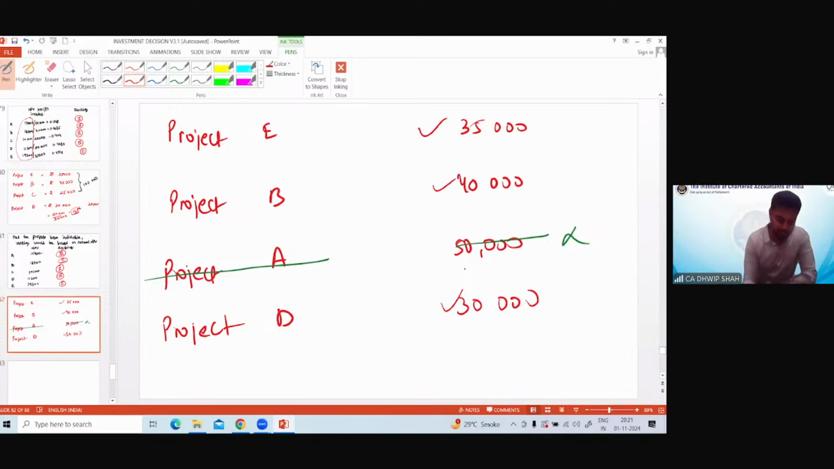So when projects are indivisible, either take the entire project or don't take. Remaining is 15,000 only, so we will not be able to take project C. Understood? Are you getting this? This is how you solve when projects are divisible and when projects are indivisible. Everyone followed? Don't take if indivisible. Correct. Indivisible says if you want to take, then take the entire project. Otherwise, don't take.